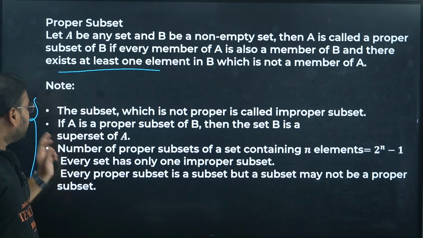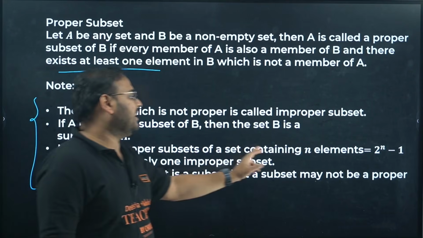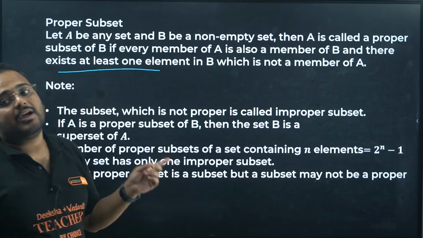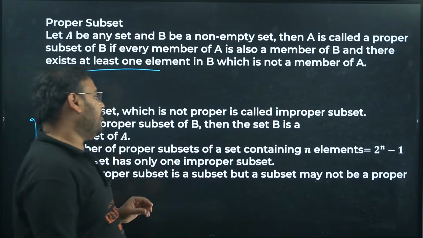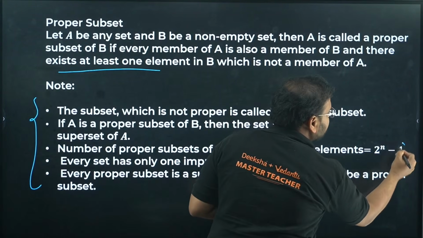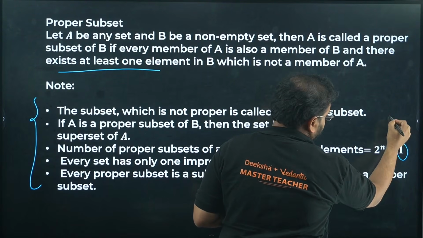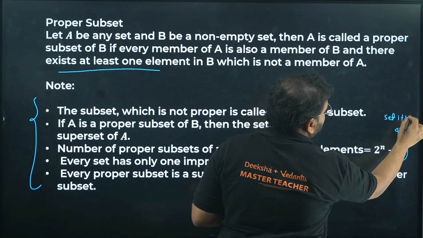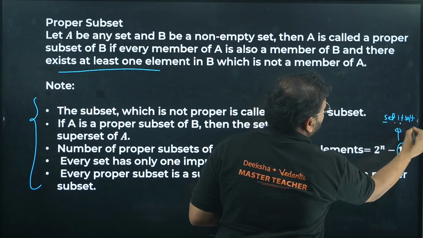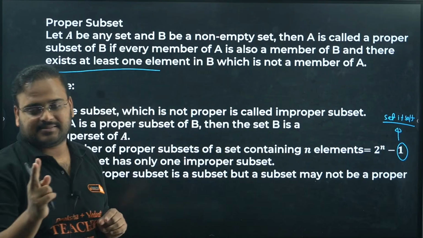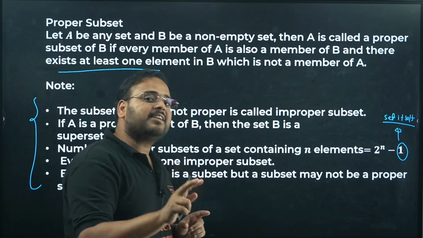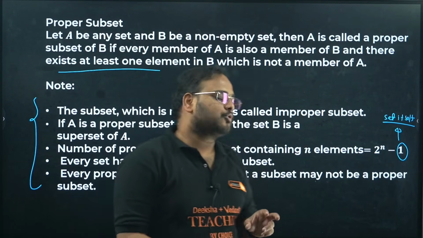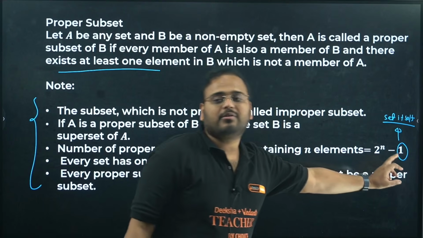Yes, sir. Number of proper subsets of a set containing n elements is given by 2 power n minus 1. What is this 1, sir? This 1 represents the set itself, because if it is the set itself, it will become the equal case, right? If you take the set itself, it becomes the equal case. So you have to omit that part. That's why we have removed 1.